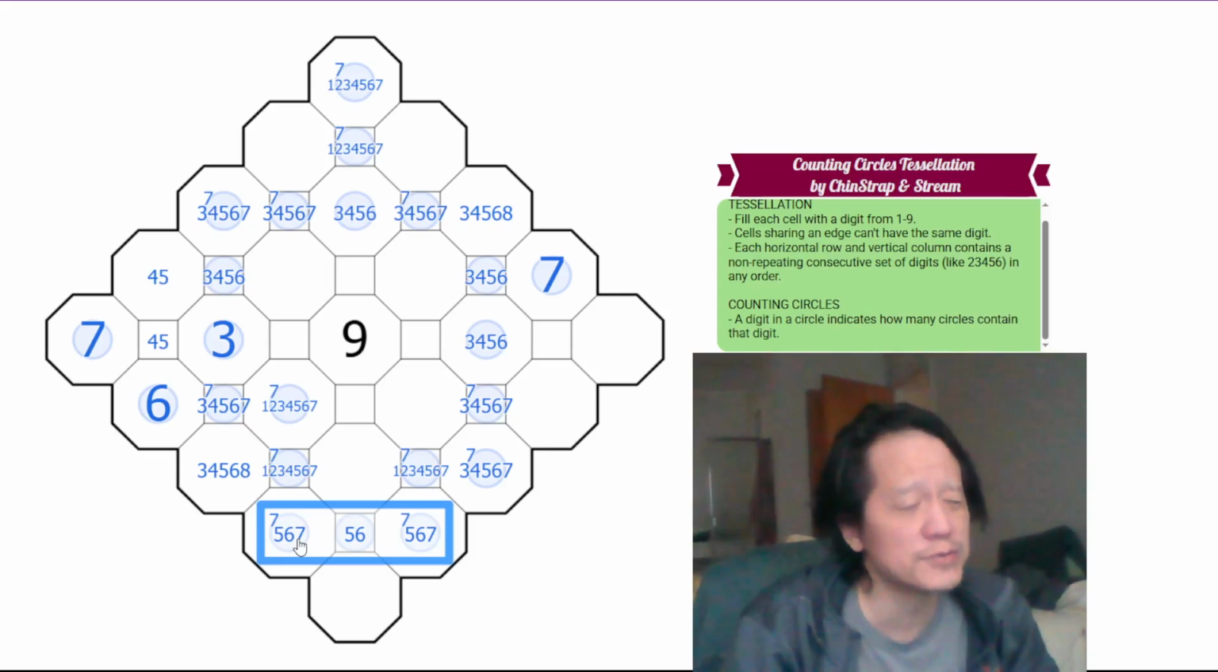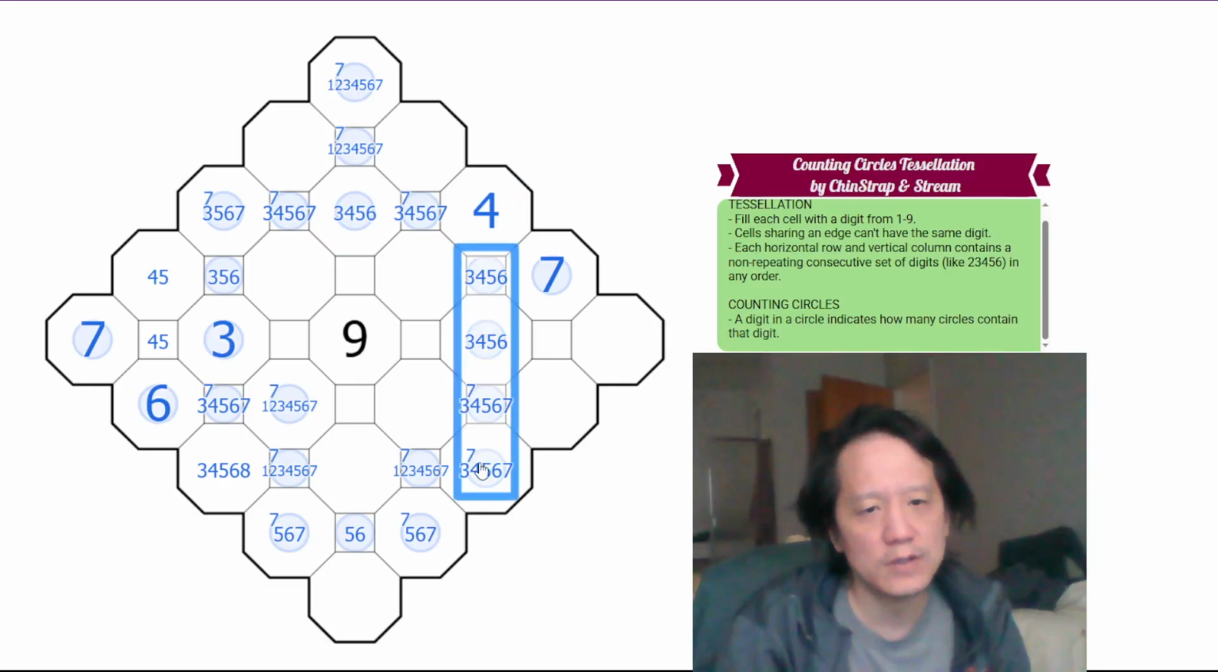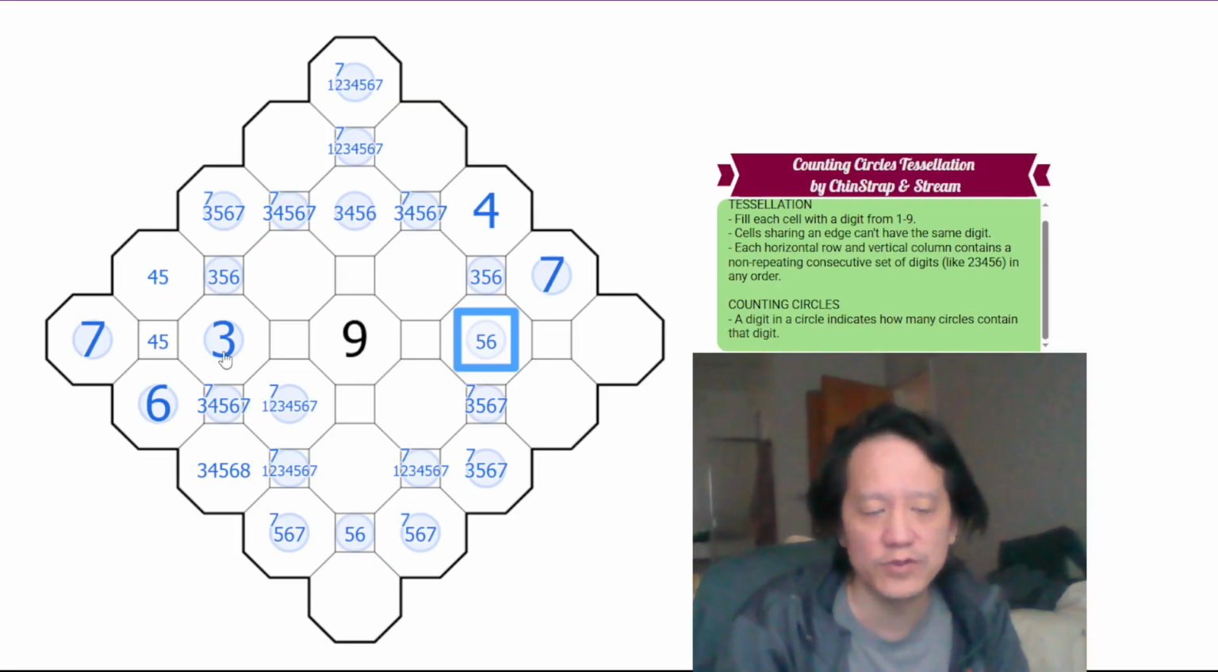That gives us 3, 5, 6, 7 is 21. So we are just missing 4. So this has to be a 4 here. And this must be 3, 5, 6, 7. This can't be 3 because of the 3 in the row. This can't be 3. This becomes 5, 6, 7, which forces this to be 4.